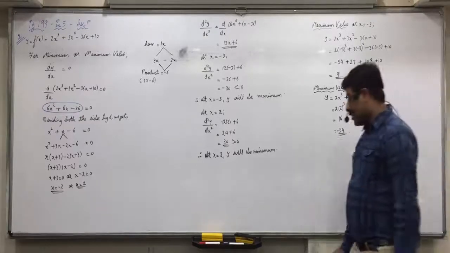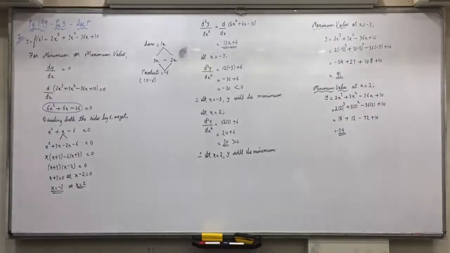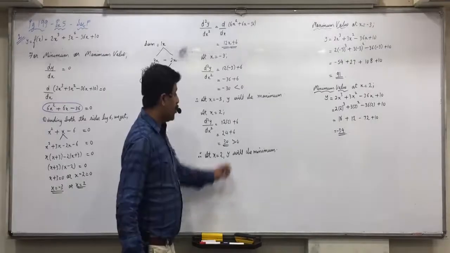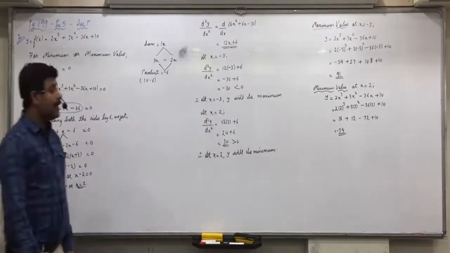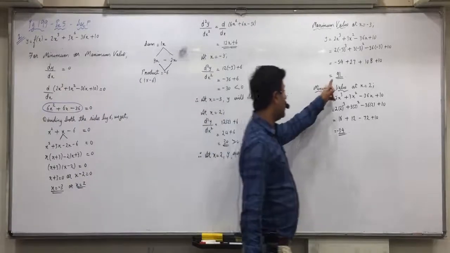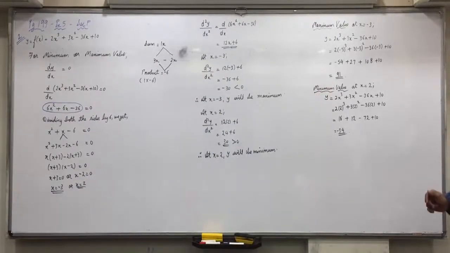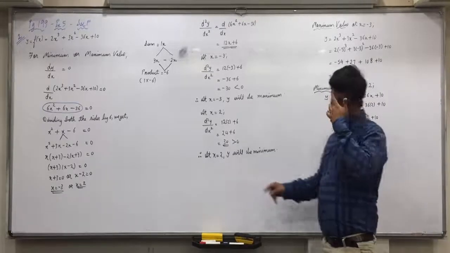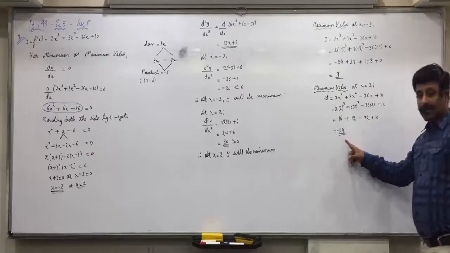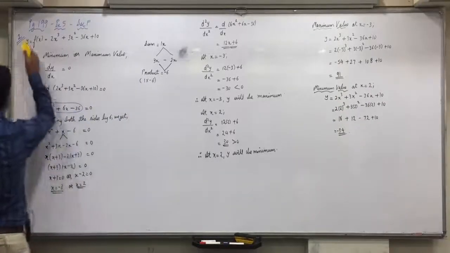Did you understand this, everyone? Thus, the value of x which maximizes y is minus 3 and its maximum value is 91. Understood this? And next paragraph. The value of x which minimizes y is 2 and its minimum value is minus 30. All are clear with it?